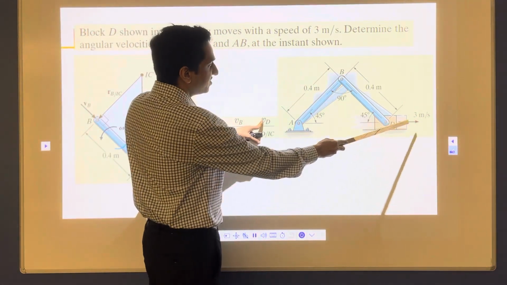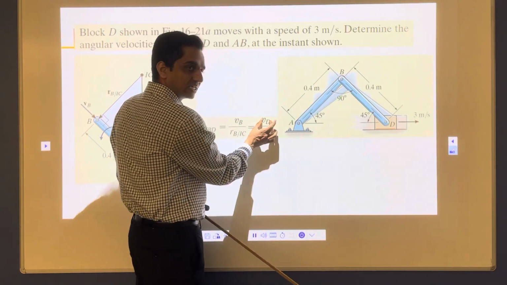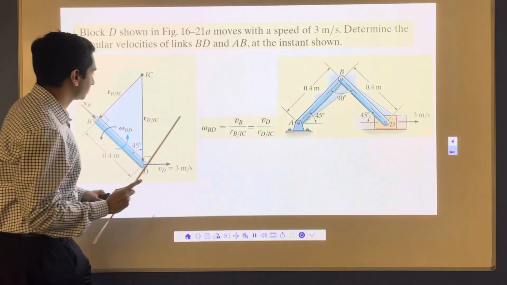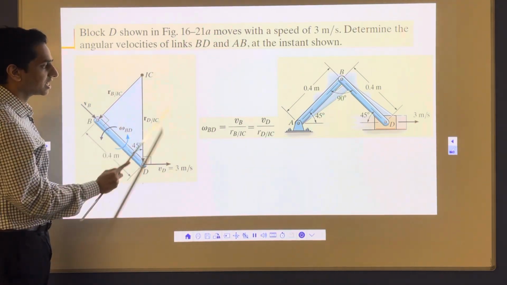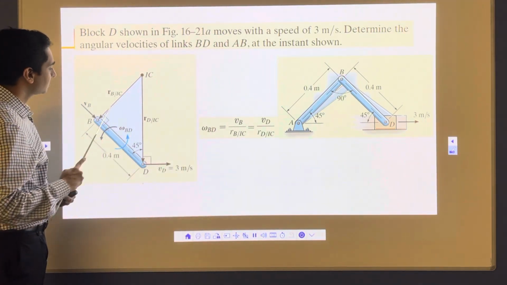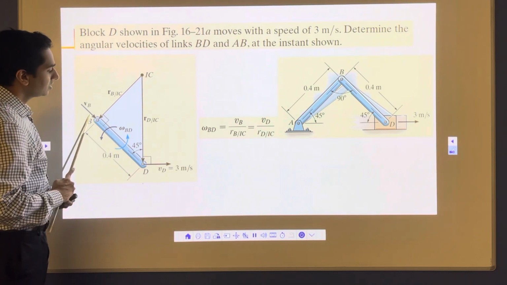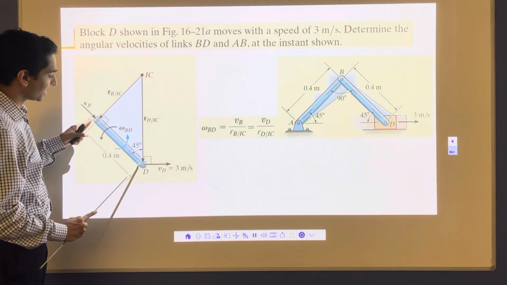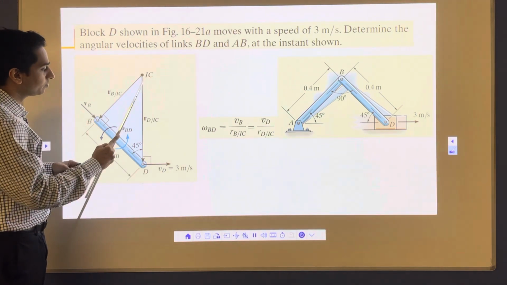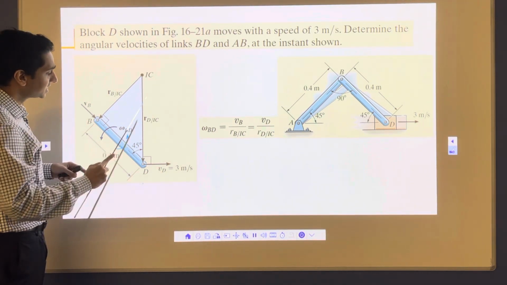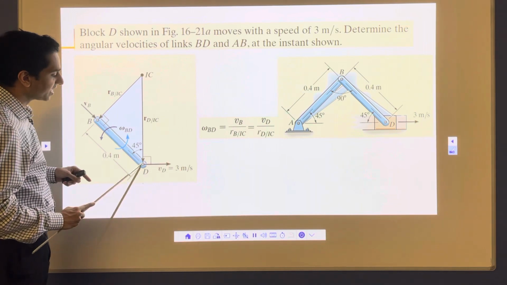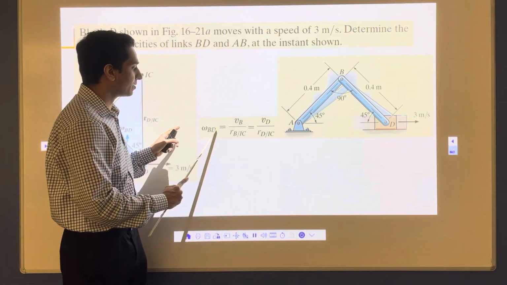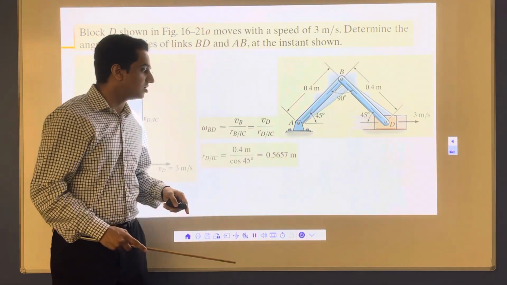This VD is 3 meters per second. I'm going to put that there, and I need to know the value of RD by IC, the length. If I know this length, I should be able to calculate. This is a right angle triangle, and based on trigonometry I should be able to calculate this length. Once I have it, I'm going to put it here, and then I can calculate omega BD, and you are done with your answer.